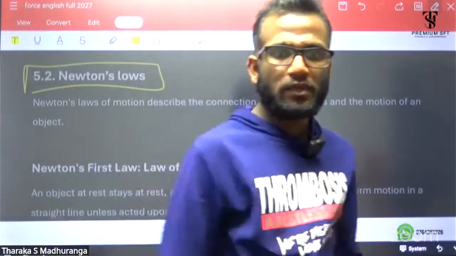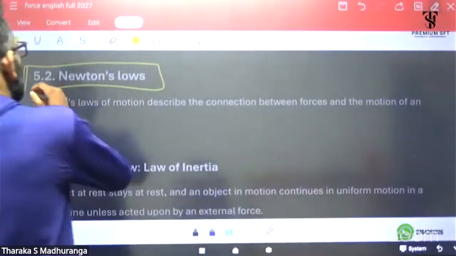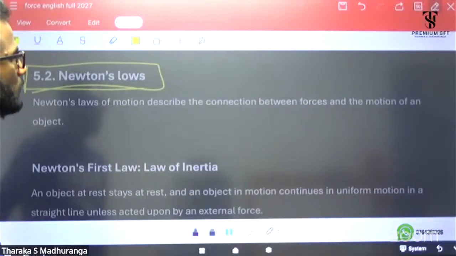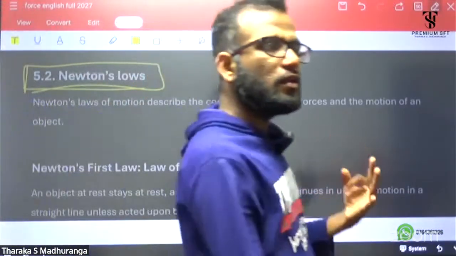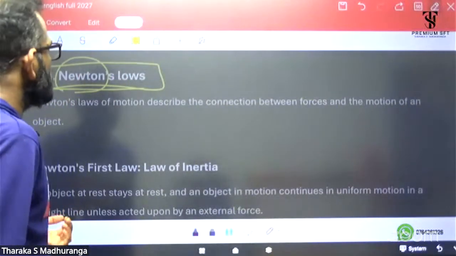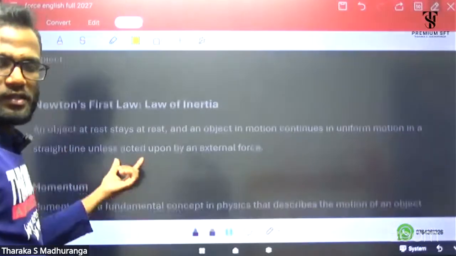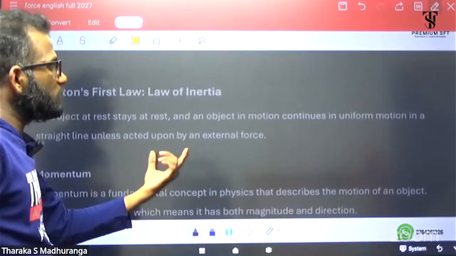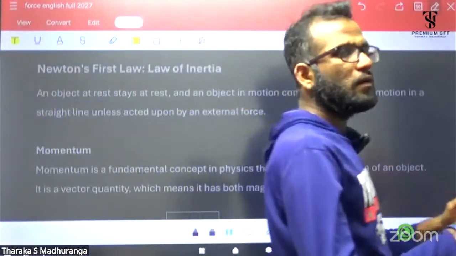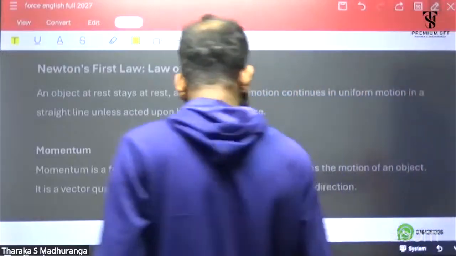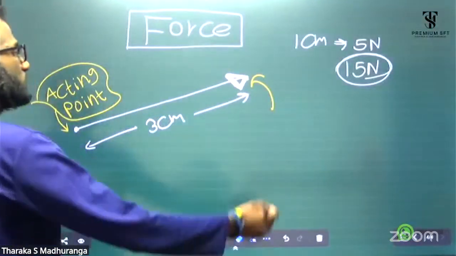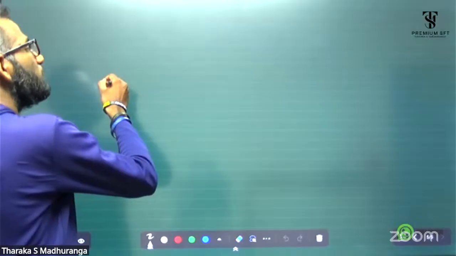Okay, Newton's law. How many Newton's laws are there? There are three main laws, introduced by Isaac Newton. The first law, I think you already know. If there is no unbalanced force acting on an object, this is the first law. No unbalanced force means the object is already balanced.